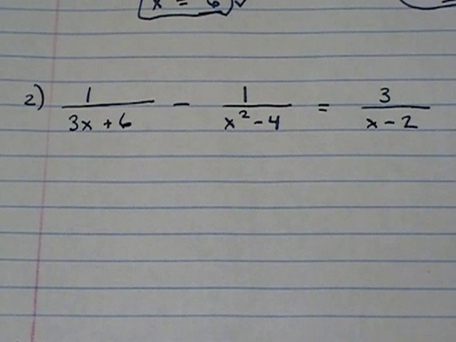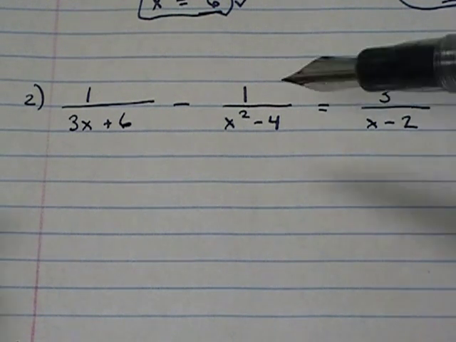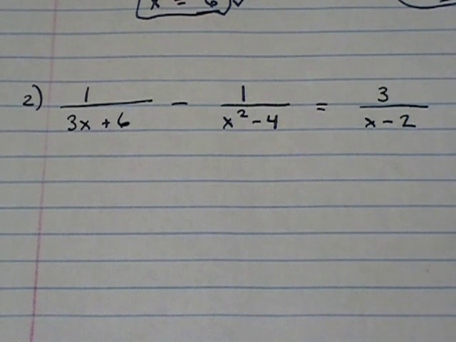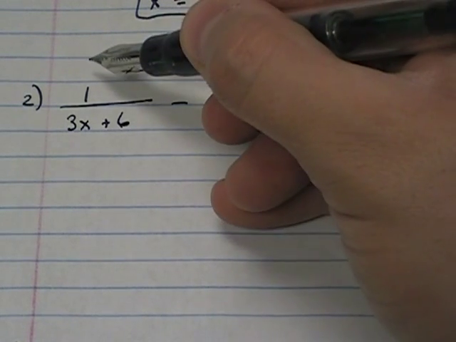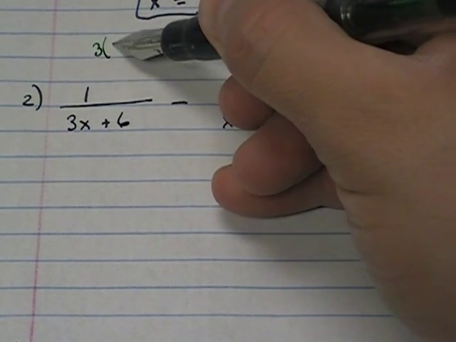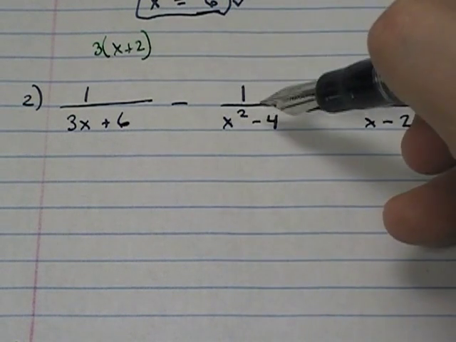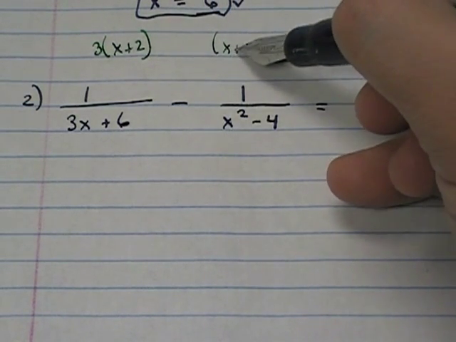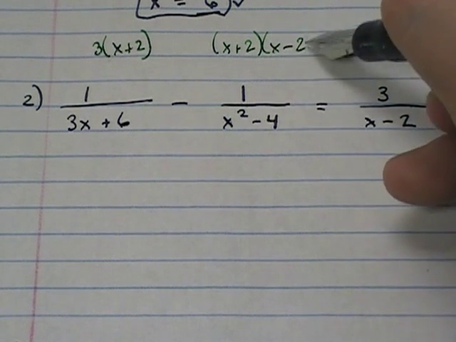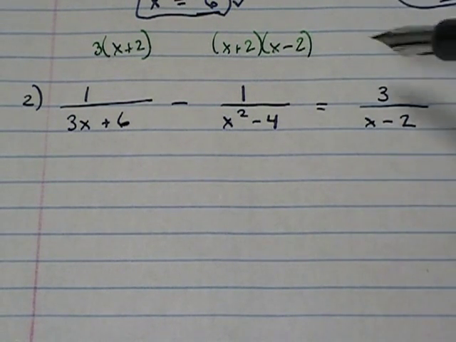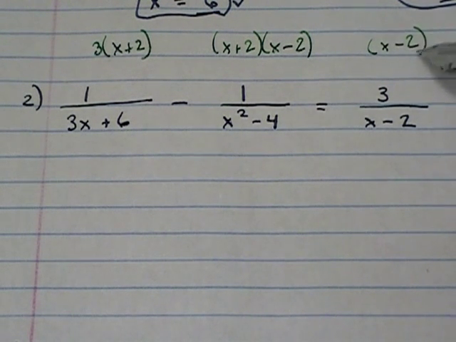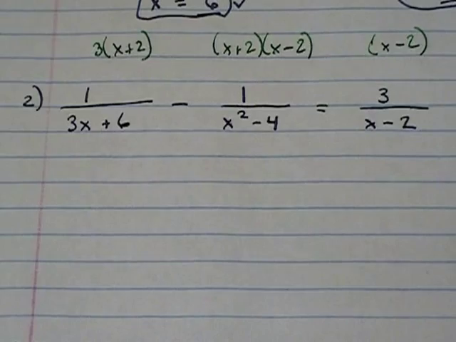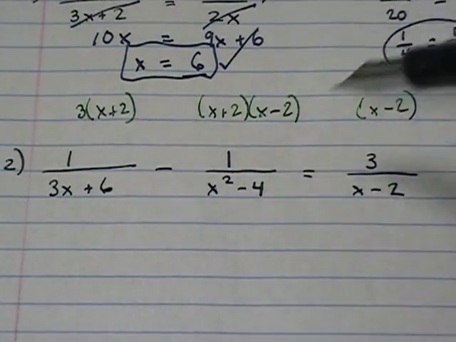Problem number 2, instead of having 2 fractions, this time has 3 fractions. And the first step, especially when you have something like this, is to factor your denominators. And so I'm going to take this 3x plus 6, which is the same as 3 times x plus 2. Okay? And x squared minus 4 is x plus 2 times x minus 2. And x minus 2 can't be factored, so we're just going to leave that as x minus 2. Okay? So those are our denominators in factored form.